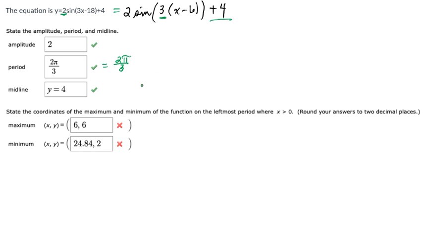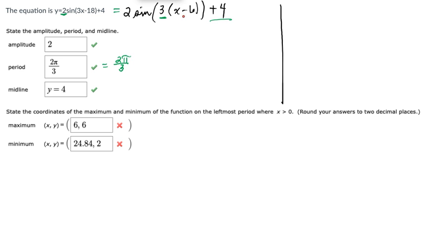Okay, the harder part is determining the max and min. It says on the leftmost period where x is greater than 0. So on the first period, is the first full period where x is positive. All right, so let's sketch a little graph here to get an idea of what is going on.